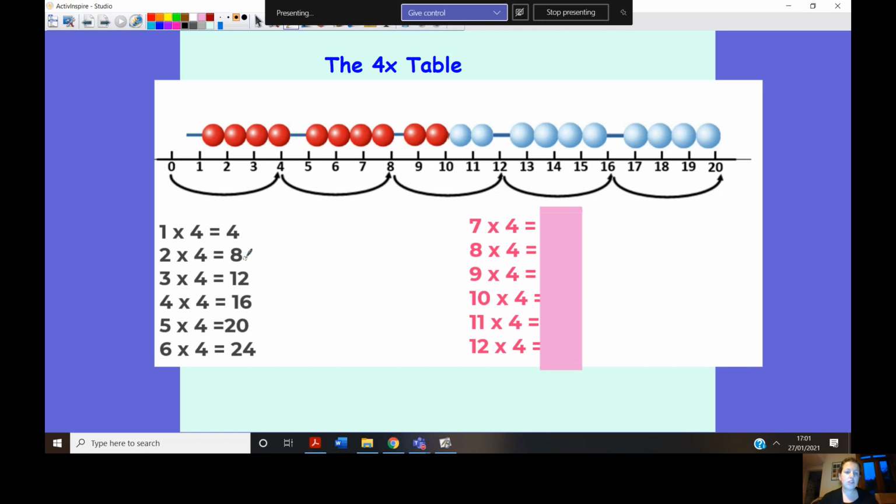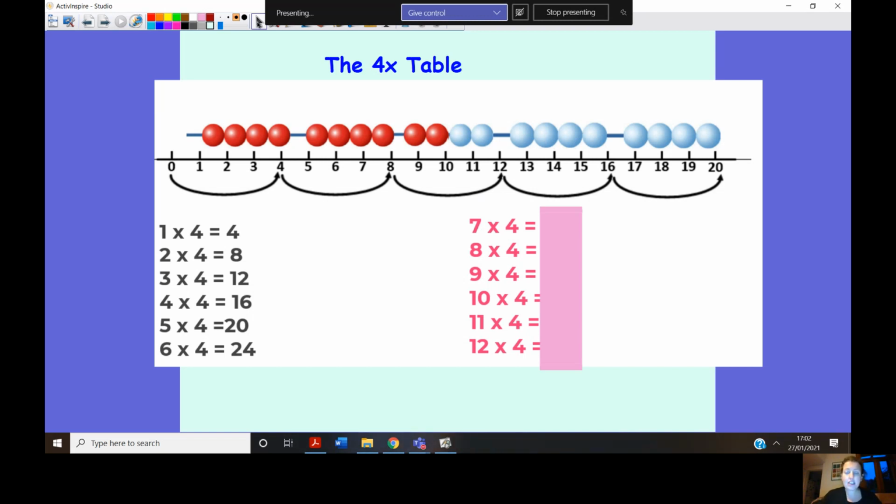4, 8, 12, 16, 20, 24. And if it's in our 2 times table, it means it's divisible by 2, which means it's even. Therefore, any number which is in the 4 times table has to be even. It's a great way to start with your knowledge. So if you're calculating and you're multiplying something by 4 and you get an odd number, you know something's not quite right there.